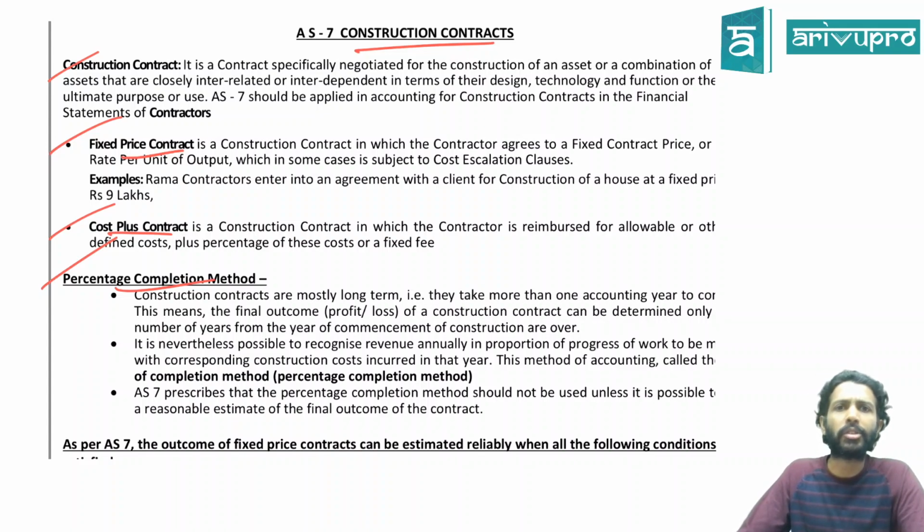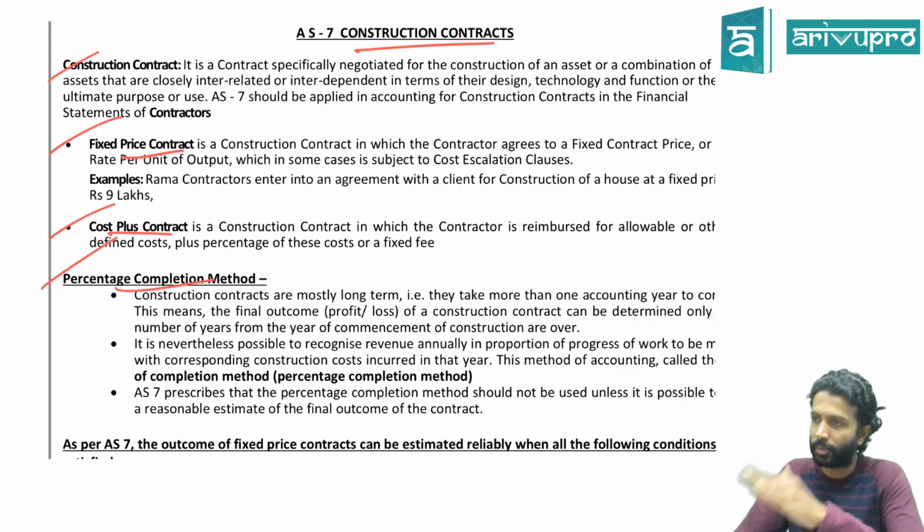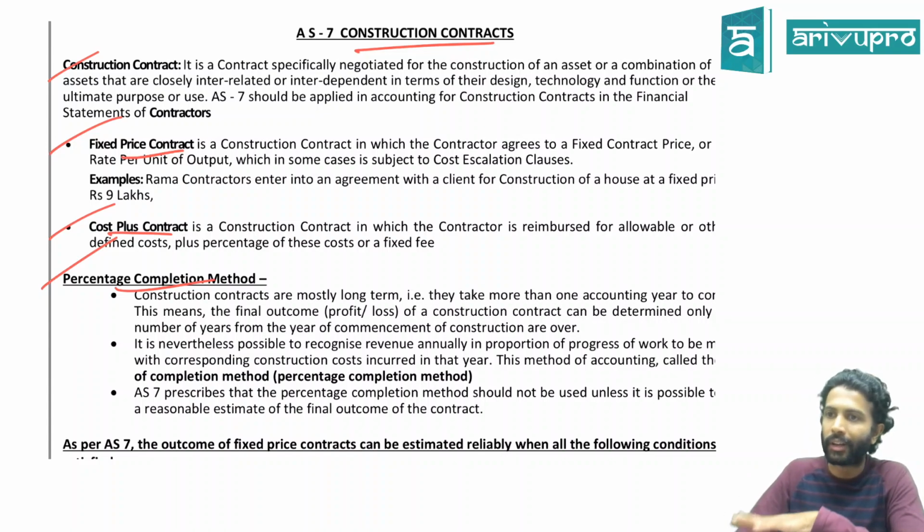Next year, let's say 30% more of the work is complete. Totally how much? 40%. So by the end of the second year, recognize 40% of the revenue. As simple as that. However much of the work is complete, that much revenue you can recognize. Fair enough so far, guys?